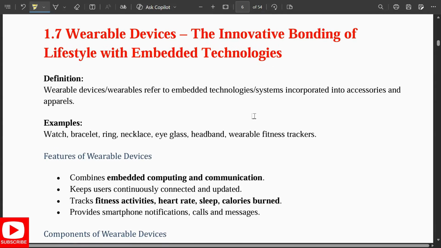Next is wearable devices, the innovation bonding of a lifestyle with embedded technology. So here we are having the wearable devices example like watch, bracelet, ring or necklace, etc. So what do they have? They combine the embedded computing and the communication, keep users continuously connected and updated. They track the fitness activities, heart rate, sleep, calories burned, etc. Then they provide smartphone notification of calls and messages. So these are all the features that those wearable devices do.